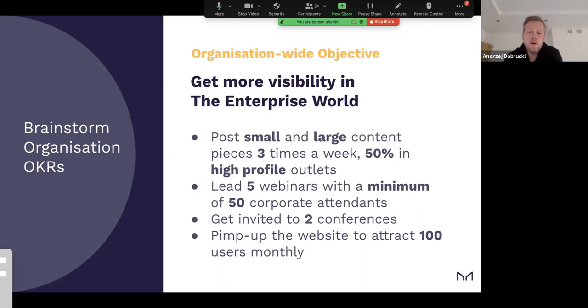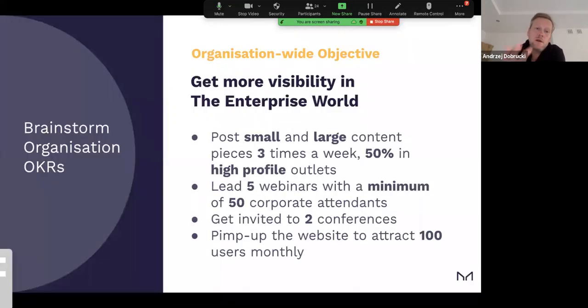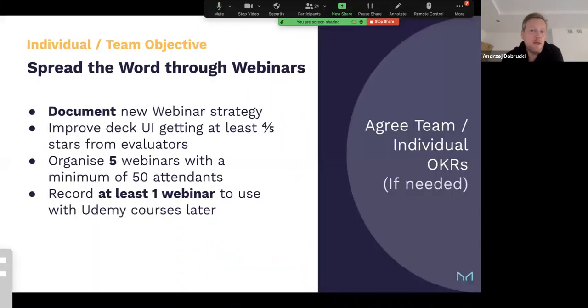But of course, you could, and a lot of companies do that, you could go deeper. If I'm talking in the company-wide objectives about running webinars, for example, 5 webinars with 50 corporate attendance, I could assign a team or an individual, depending on your structure, a breakdown of that key result. So we come up with a new objective for, let's say, an individual who is working only with webinars. And we break that down, still remembering that we need as many measurable values in those key results as possible.